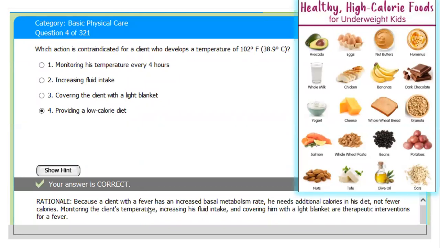Why? Because the client with a fever has increased basal metabolic rate, he needs additional calories in his diet and not few calories. Monitoring the client's temperature, increasing his fluid intake, and covering him with a light blanket are therapeutic interventions for a fever. In this picture, we can see healthy, high-calorie foods, right? The list includes avocado, eggs, white milk, chicken, banana, dark chocolate, yogurt, cheese, salmon, also beans, potatoes, nuts, tofu, olive oil, and oats. They contain high calories, and are also a good source of fiber.